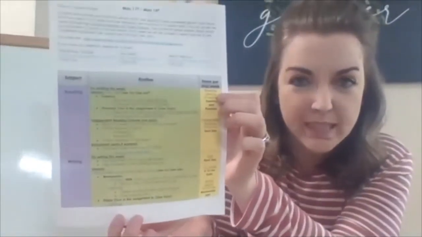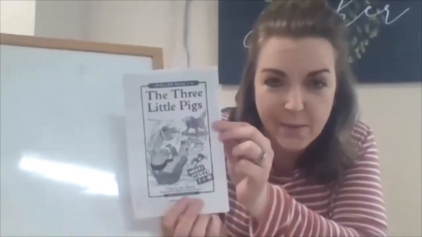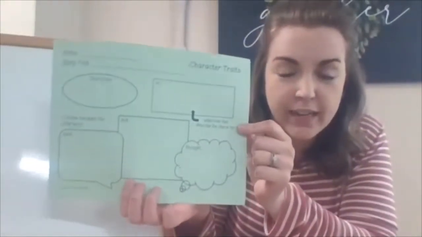If you have been using our cover sheet, you know that today is Tuesday, and that for our lesson today, we are going to read the fairy tale, The Three Little Pigs, and we're going to fill out our character traits graphic organizer. So the materials you need to get that done are your Three Little Pigs book that came in your learning packet, and your green sheet. This is your character traits graphic organizer.